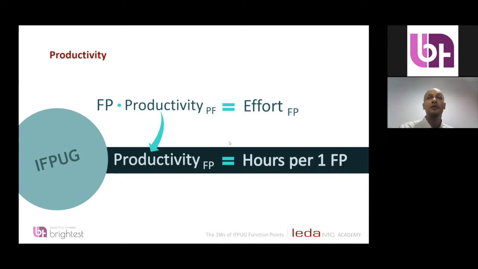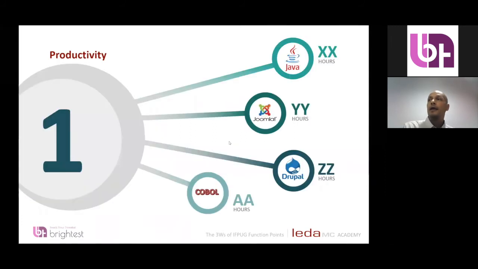Okay, having the size of the project and the productivity, we can have the estimated effort needed to develop the application. The productivity will tell us how many hours we need to develop one function point. And depending on the technology, the productivity is going to be different. It's not the same to develop an application in Java or in COBOL. It's completely different. So we're going to get different productivities for each technology. It's important to understand that because once again, it's not the same to develop some software in Java or in Drupal.